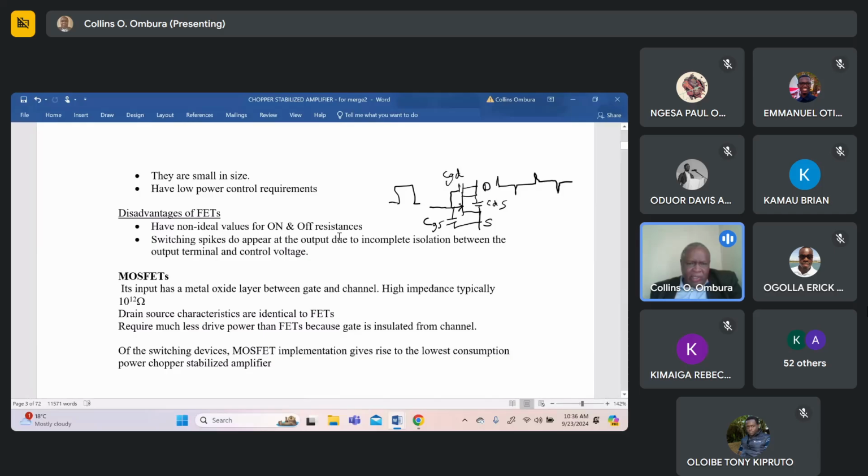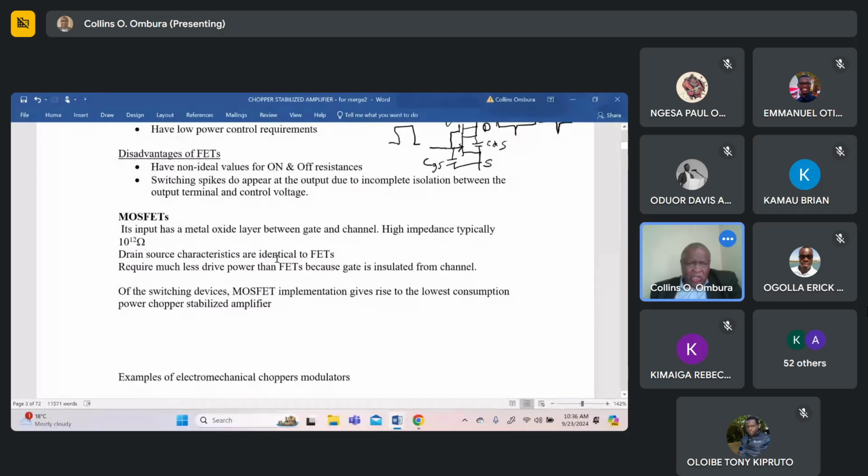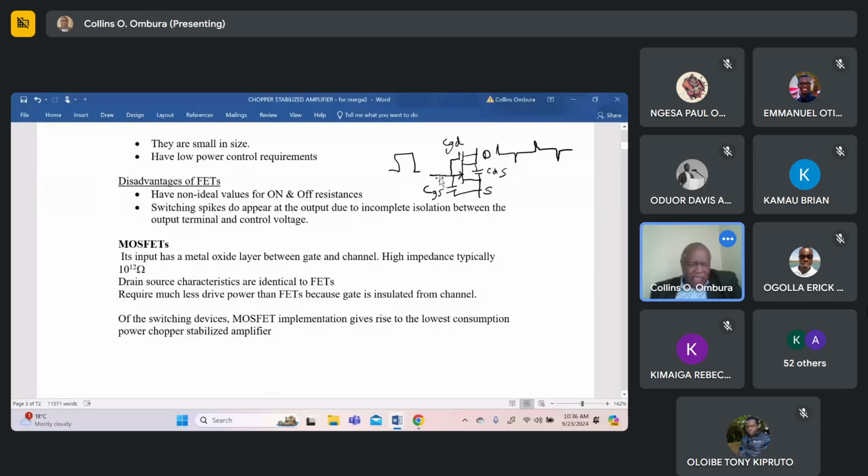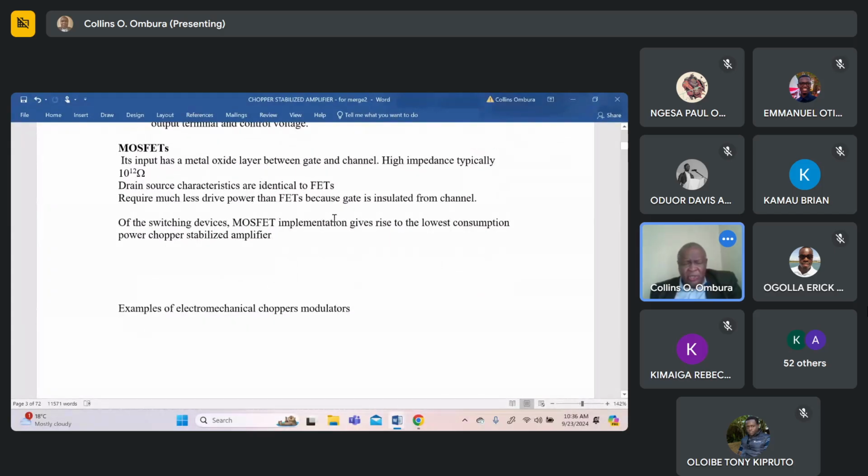Now, the other type of switching device is the MOSFET. The MOSFET is just a modification of the field effect transistor, whereby we use a metal oxide silicon layer between the gate and the channel. MOSFET stands for metal oxide silicon field effect transistor. These are nowadays being mass produced. They're much cheaper than FETs, and they also have some advantages over the FETs.